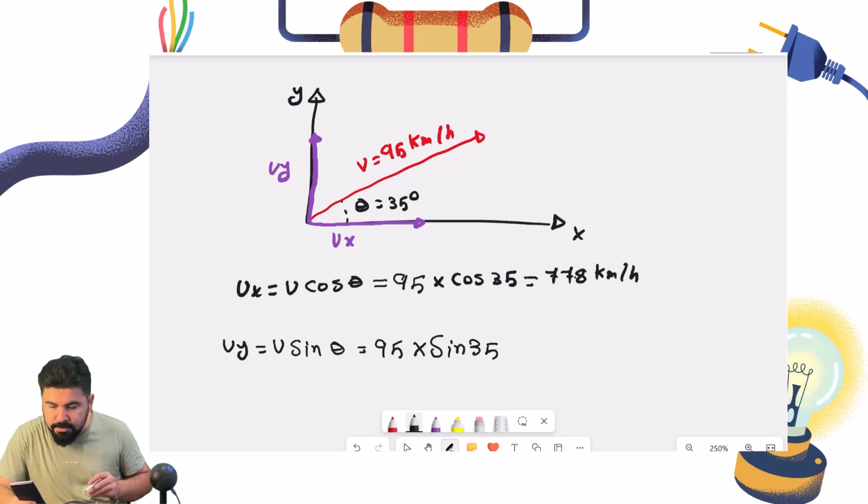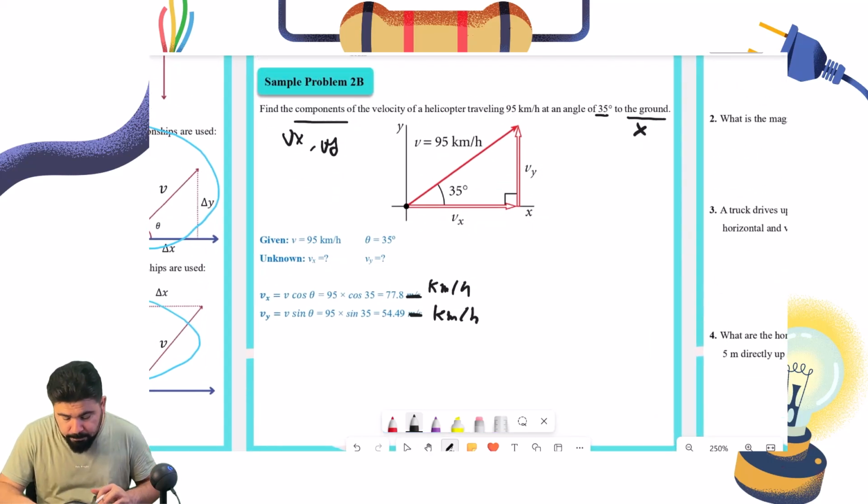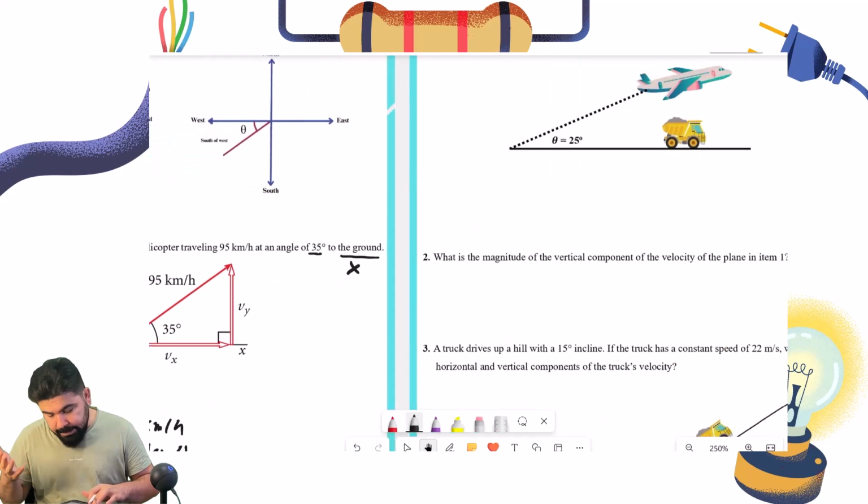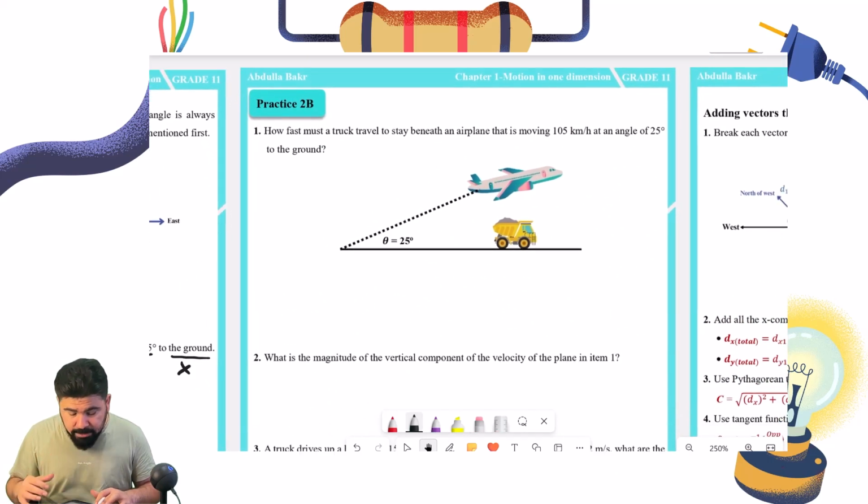Okay, so let's do this. We have 95 times sine of 35. So we have 54.4 kilometers per hour. This is sample problem 2b. Okay, let's move on to practice 2b.